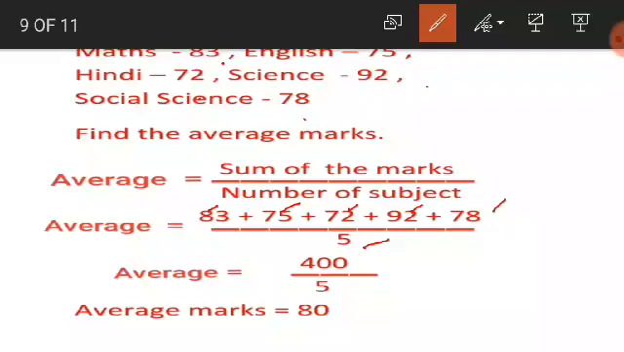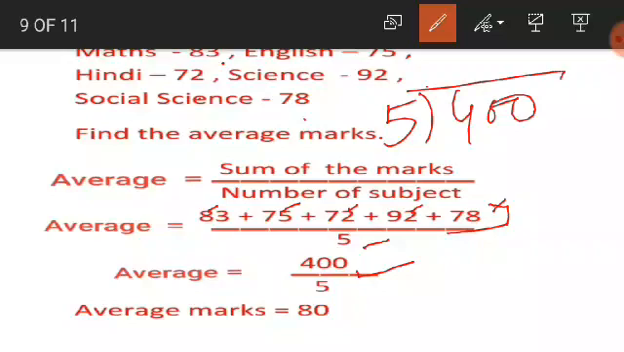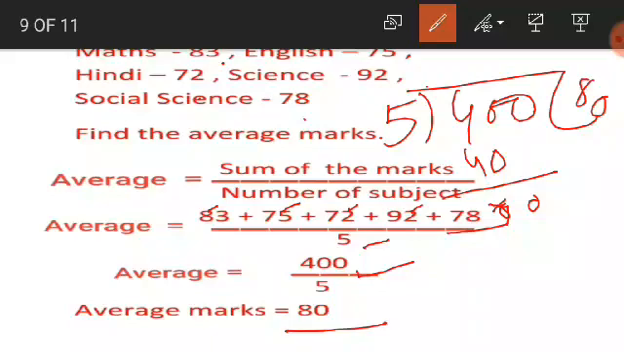When we add all the marks, we get 400. Now 400 is divided by 5 and we get 5 8s are 40 and we get 80 as the average marks of Radha.